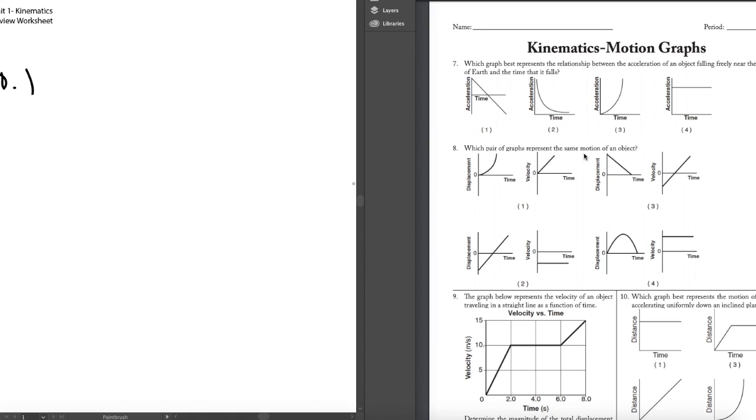Which pair of graphs represents the same motion of an object? Displacement. I think this is one. If your displacement is going like this, your slope is constantly increasing. And we know that velocity is just the slope of the displacement graph, right? So yeah, that seems right.